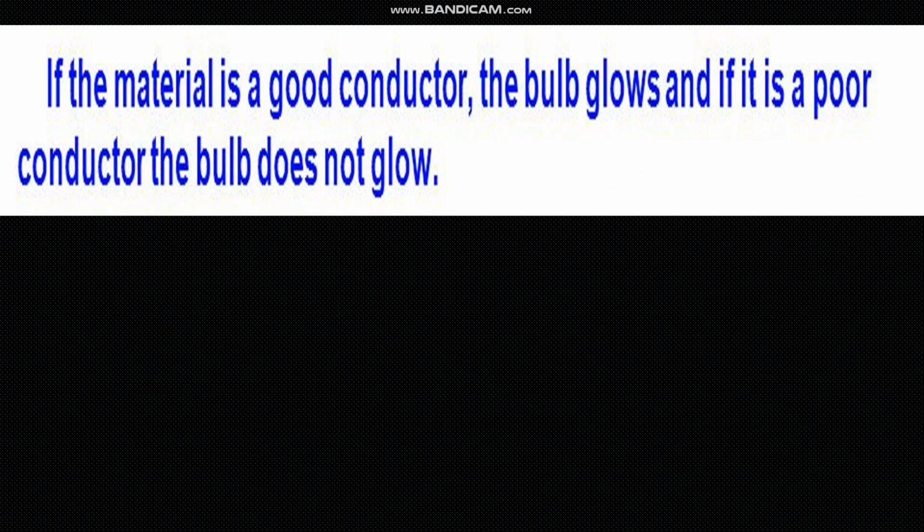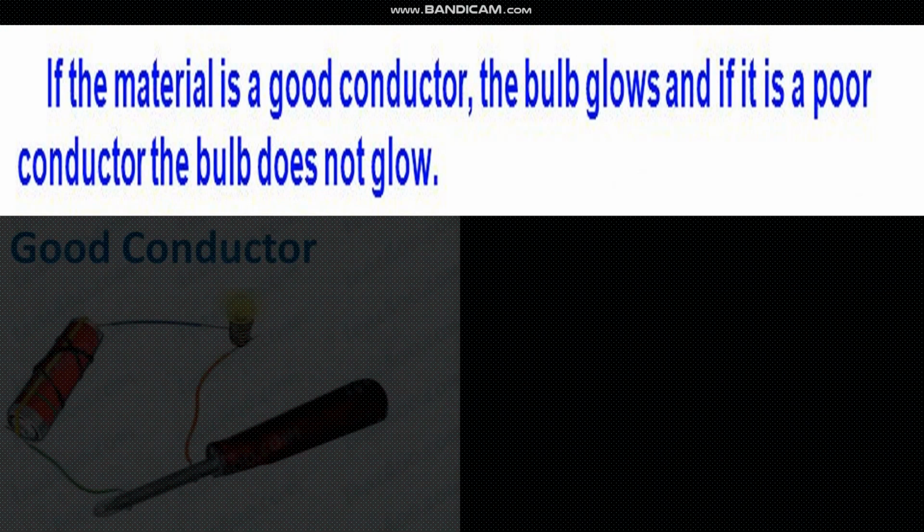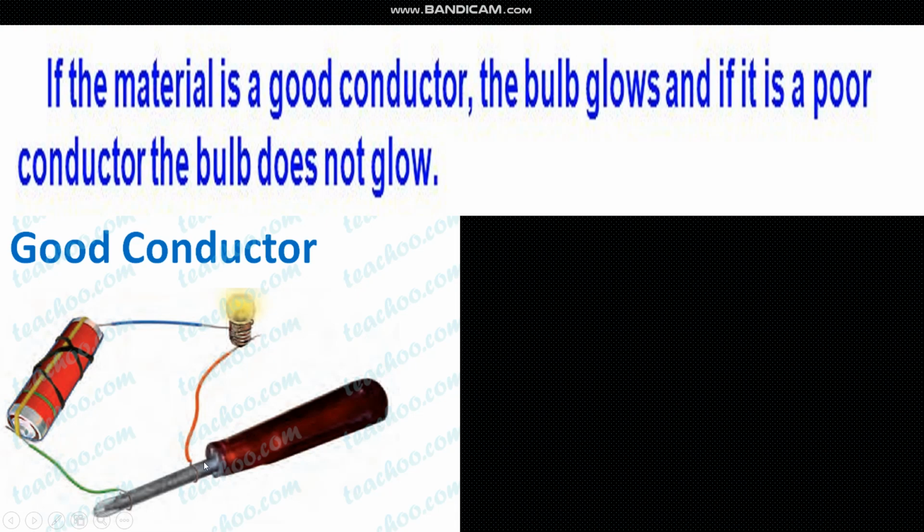If the material is a good conductor, the bulb glows. You can see here, this is a screwdriver. It has two parts. This is the metallic part and this is the handle which is plastic. So if you bring the metallic part in between these two wires, the bulb glows. What does it mean? It means that this metallic part is a good conductor of electricity.